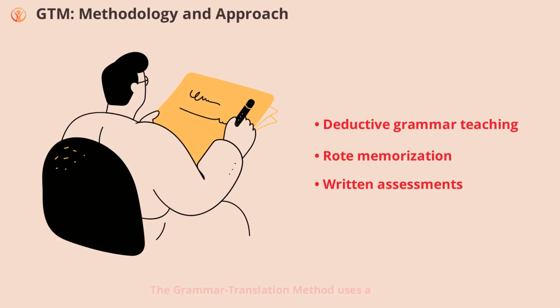The Grammar Translation Method uses a deductive approach to teaching grammar. Teachers present rules explicitly, and students practice them through translation and written exercises. This method relies heavily on rote memorization and repetitive practice, aiming for mastery of grammar and vocabulary. Assessment usually involves written tests, where students demonstrate their ability to translate accurately and apply grammar rules correctly.